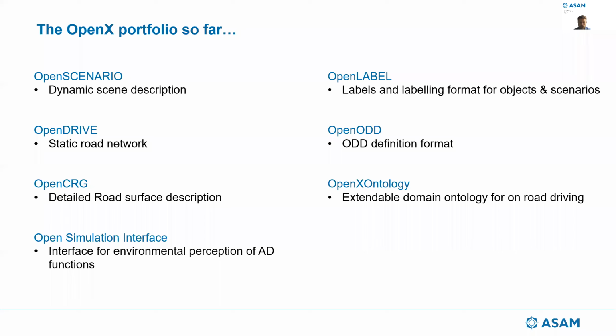Then we have the Open Simulation Interface that works as a sensor interface for simulations. And then we've got OpenLABEL, which is currently under development and will probably be released as 1.0 at the end of next year or beginning of 2022. OpenODD is a recently started concept project where we are looking into how an ODD should be represented as a file format.